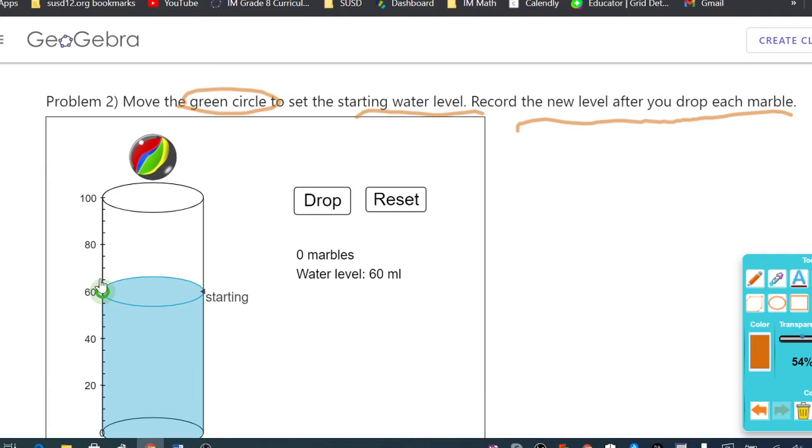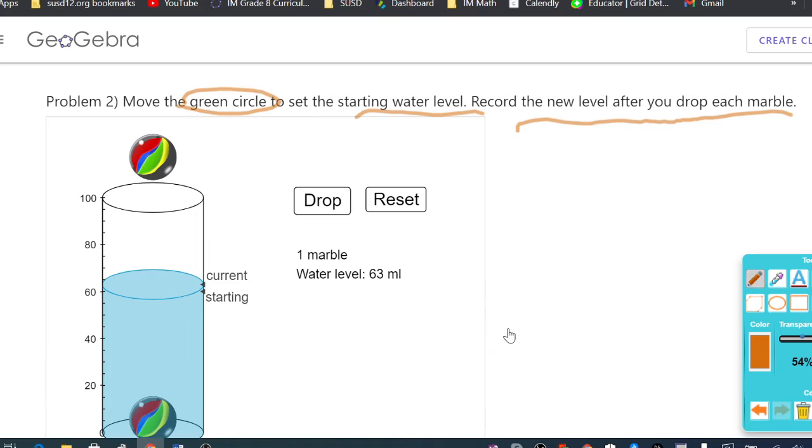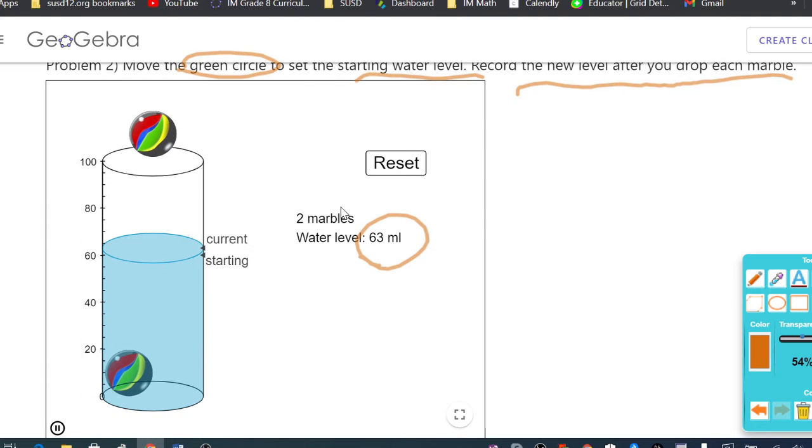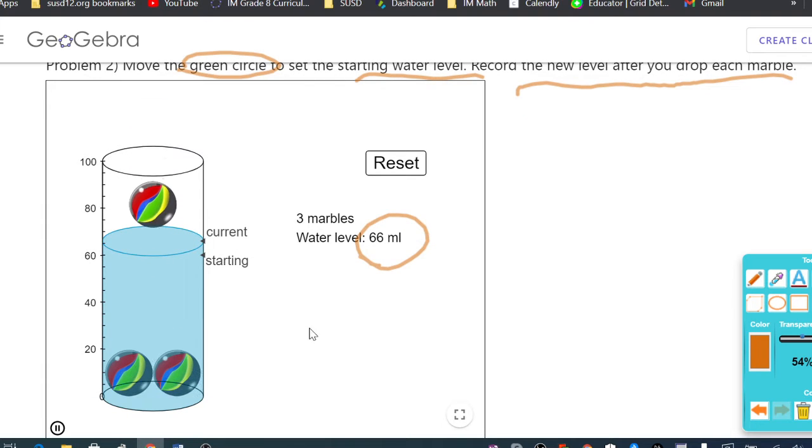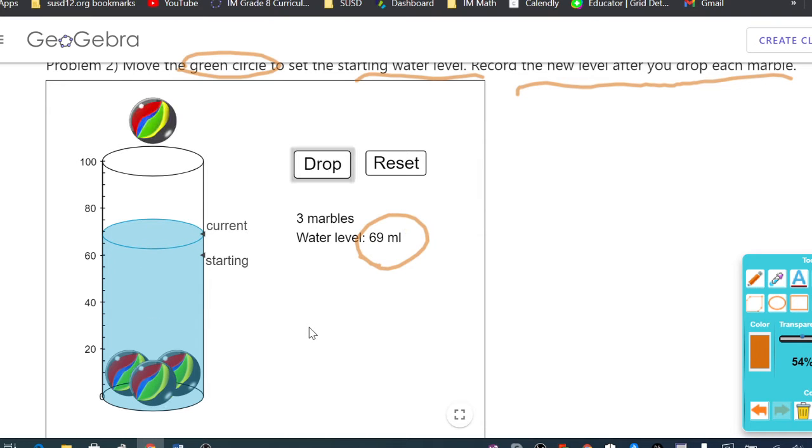Okay, you can click here to change the water level at the beginning. Click drop and a marble drops in. You can see the level of water rising, and it tells you the current water level. Let's drop another marble and see what happens. Wow, cool. One more. Very cool.